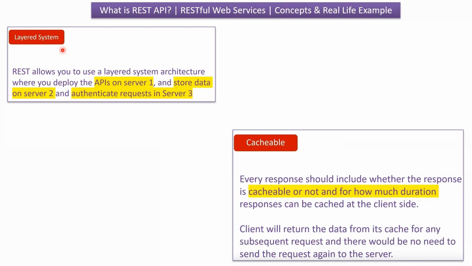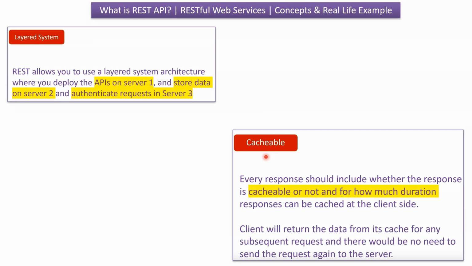Layered system, which is one of the RESTful architectural styles. REST allows you to use a layered system architecture where you can deploy the API on server 1, store data on server 2, and authenticate requests on server 3. This is how we can build a layered system.